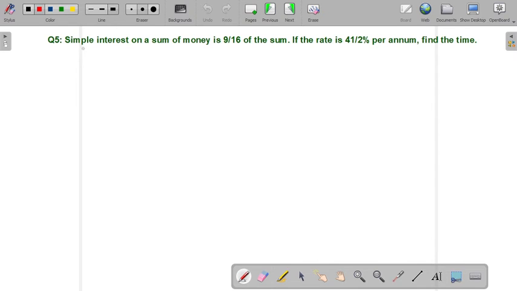Question 5 is, simple interest on a sum of money is 9 by 16 of the sum. What is the question? Simple interest is 9 by 16 of the sum. If the rate of interest is given 4, 1 by 2%, find the time. So this is rate given, and the simple interest is 9 by 16 of the sum. So we will take let principal. We will take let the principal as rupees p.